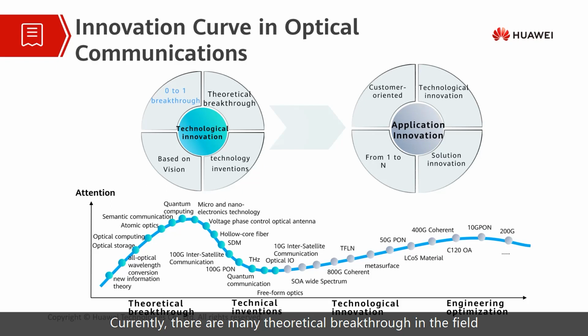Currently, there are many theoretical breakthroughs in the field of basic research related to optical communication, such as quantum communication, hollow core optical fiber, and optical storage. Next, the industry needs to continue technological innovations based on this series, find application scenarios, and replicate these technologies to optical communication network applications. Some of these application innovations, such as 10G PON, 200G, and 120 wavelengths technologies, have been implemented on the live network already.